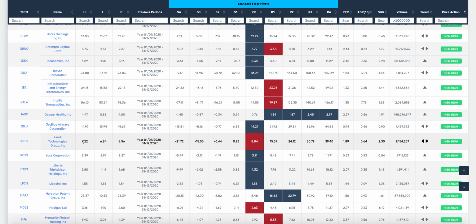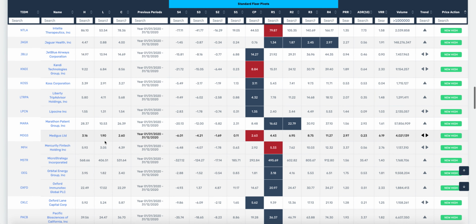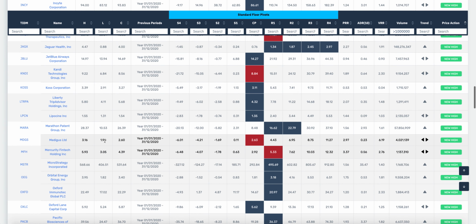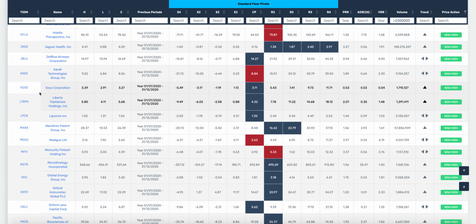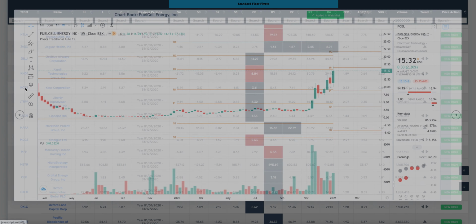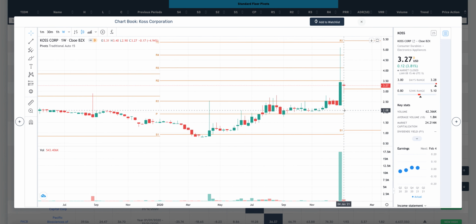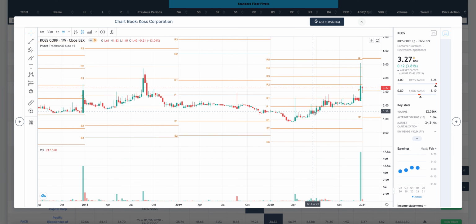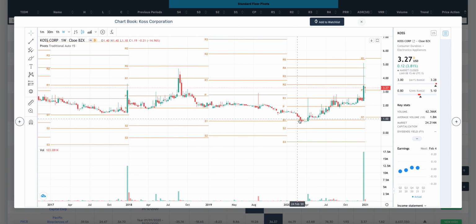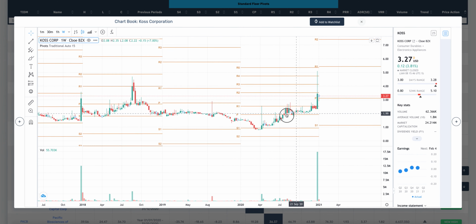Let's have a look at one more, perhaps. Cross Corporation. Huge spike there. Price. That's the weekly chart again. So last year we saw price recover from that initial fall from early in the year, found support at the S1 yearly pivot level, and has been rising since.